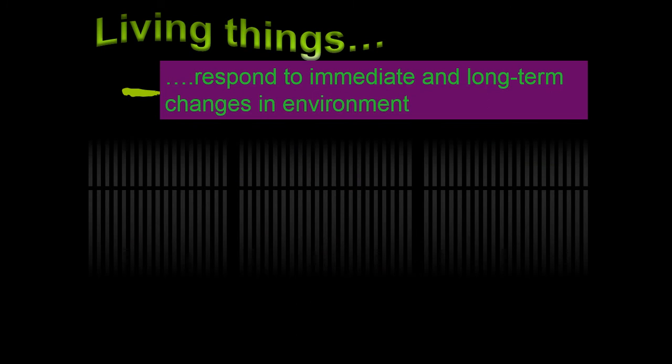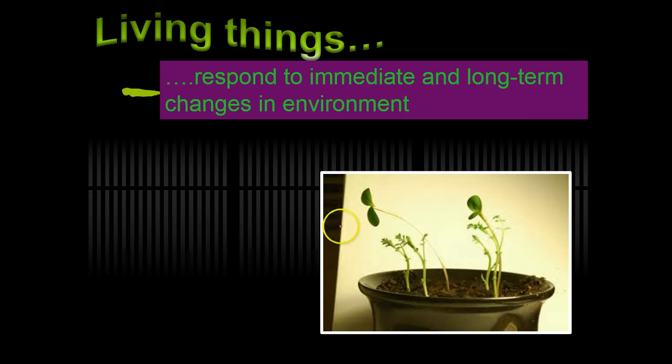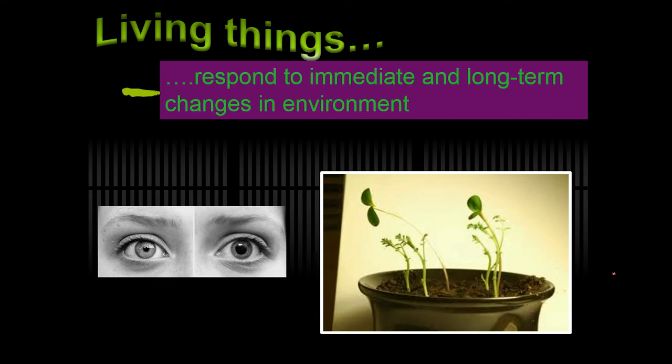Another characteristic of living things is that they respond to immediate and long-term changes in their environment. Here's a picture of a plant. You can see that this plant is curved. It's curved because the plant grows toward the source of strongest light. So if you put a plant in a dark environment where there is no light and then shine a light just on one side, the plant will actually curve toward that light.